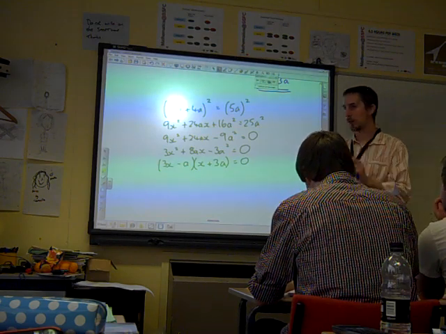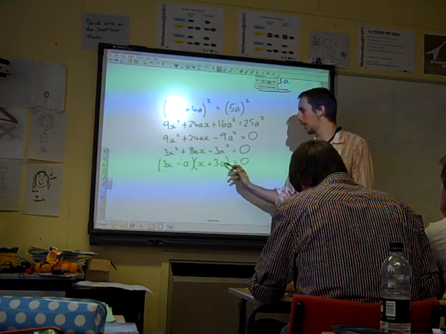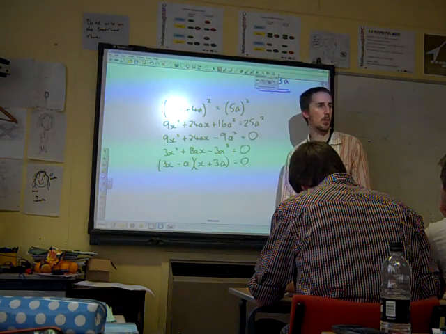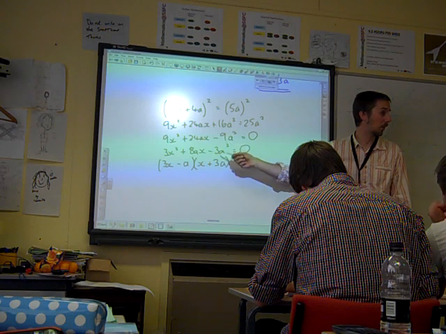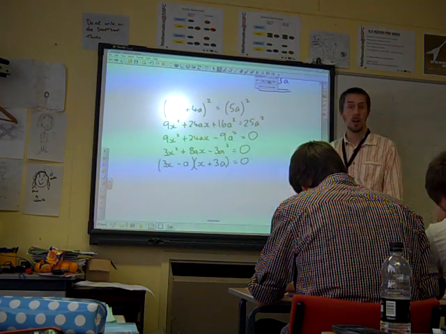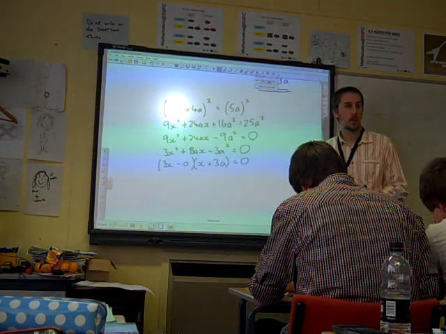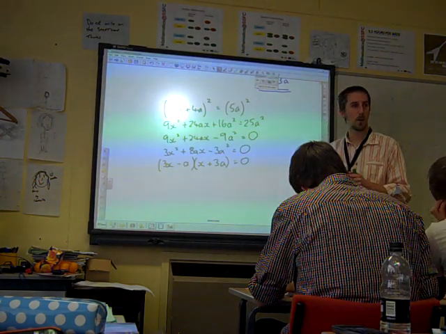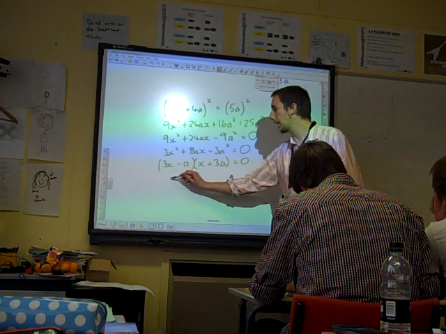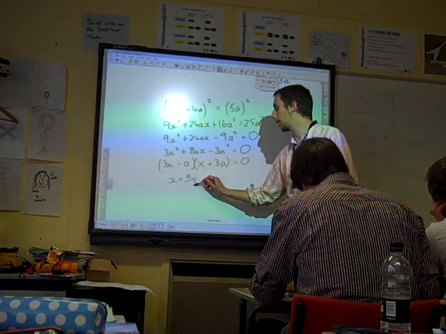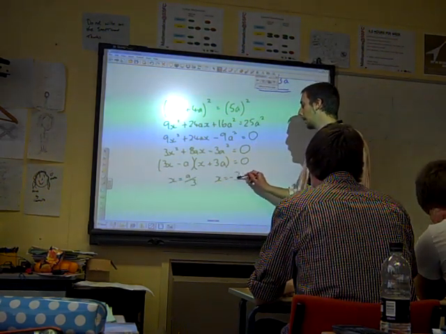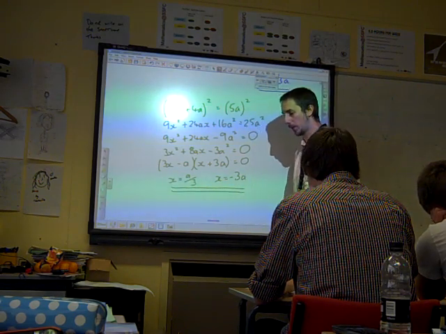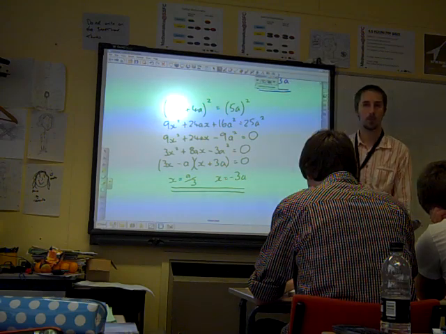3x minus a times x plus 3a, 3x squared plus 9ax minus ax is plus 8ax minus 3a squared. But that's not a simple factorisation, is it? You do that however you feel comfortable with doing it. You could use the quadratic formula, I suppose, and try and work that through. And so we get x is a over 3 and x is minus 3a out of that as our two solutions.